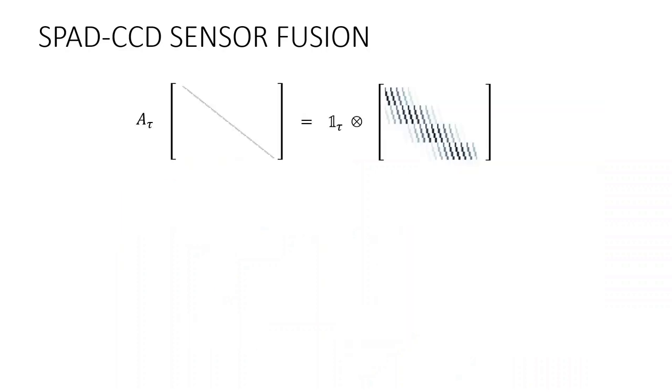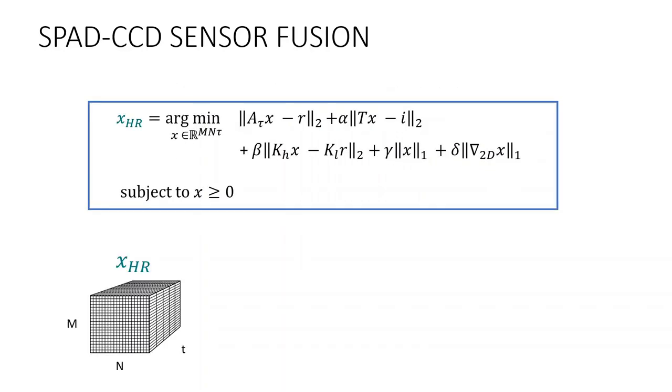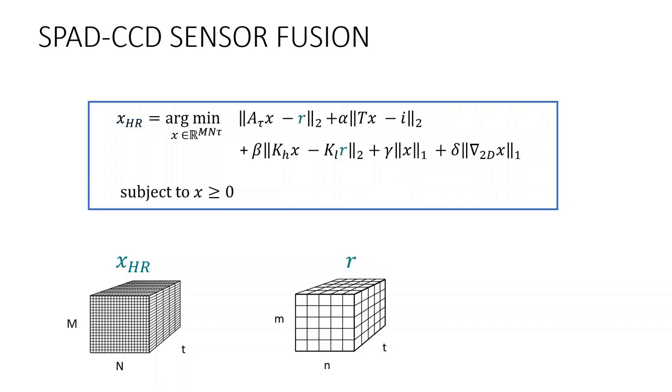Using an image formation model encoded in a matrix A tau, which describes the light transport from the scene to the SPAD sensor, including the defocus blur, we can reconstruct a high-resolution light-in-flight image from our measured SPAD and CCD data by solving the following optimization problem, where X_HR is the vectorized high-resolution data cube, R is the vectorized low-resolution SPAD measurement, and I is the vectorized CCD image. The first term is the data term for the SPAD image formation. The second term integrates the high-resolution data cube over the temporal dimension and enforces similarity to the captured CCD image.